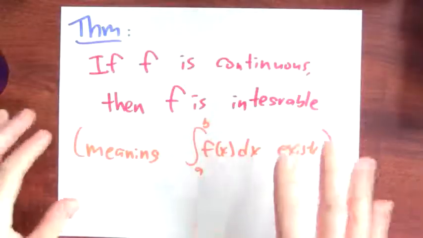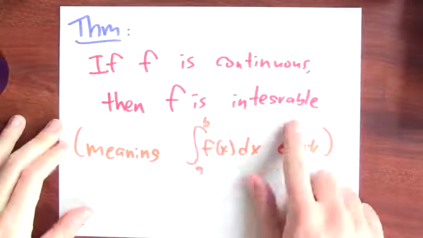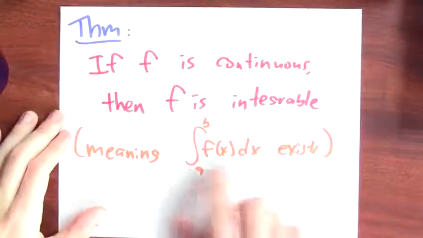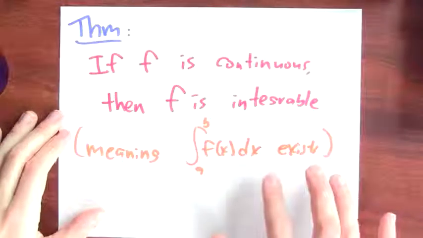On the other hand, here's a theorem. If a function f is continuous, then it's integrable, meaning that the integral of the function from, say, a to b actually exists. So when I say integrable, what do I even mean by integrable?